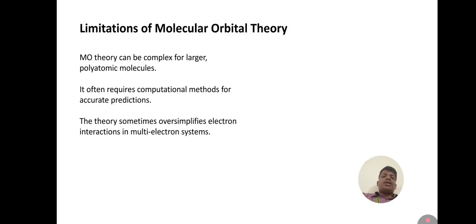Next, limitations of molecular orbital theory. Molecular orbital theory can be complex for larger polyatomic molecules. It often requires computational methods for accurate predictions. The theory sometimes oversimplifies electron interactions in multi-electron systems.